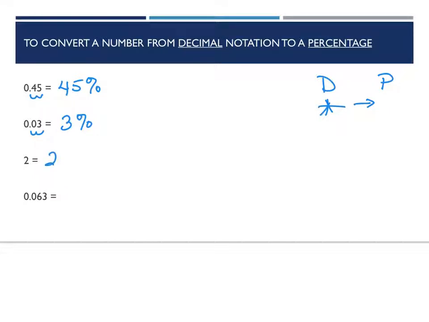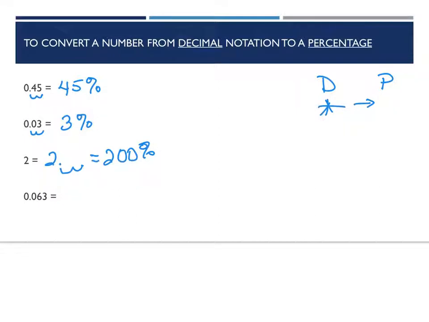2 has a decimal point here. And if I move it 2 places, just like before, I can't have a 2 with 2 empty places and then the decimal point. So I have to fill in 2 zeros, which puts the decimal point 2 places further to the right than when it started. And again, don't forget your percent sign.